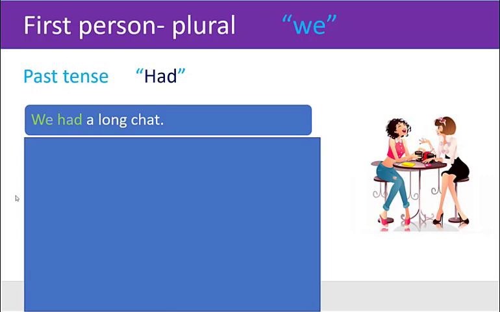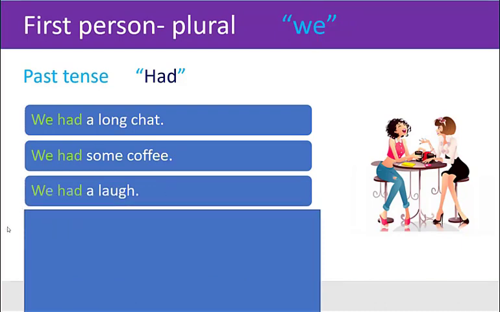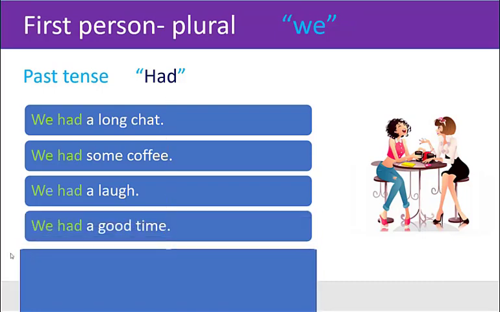We had a long chat. Myself and a friend had a long chat. We had some coffee. We both had some coffee. Again, staying in the past tense, we had a laugh. We found things funny. The conversation we had was funny. It's something that happened previously, before, in the past. We had a good time. Again, it happened in the past, so we had a good time.